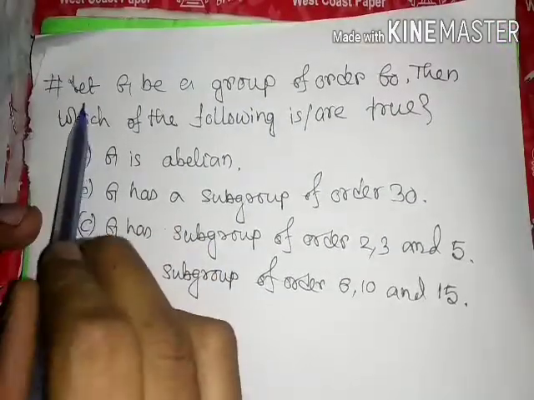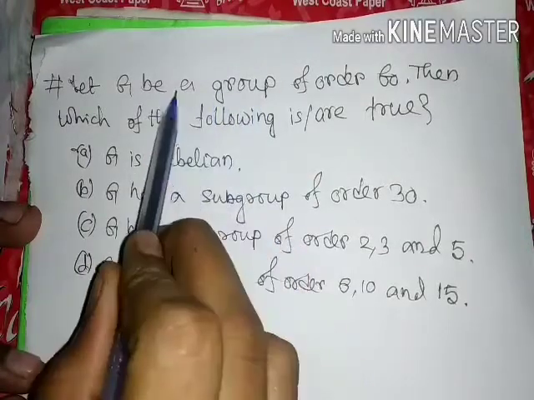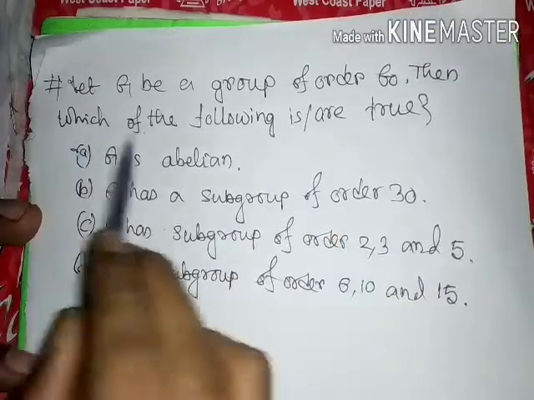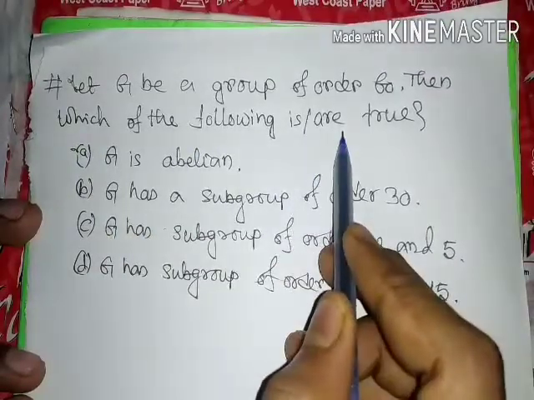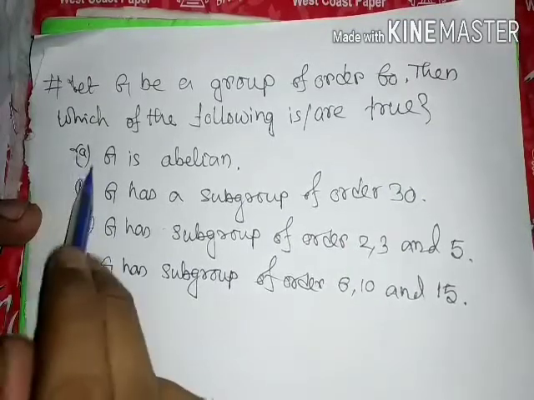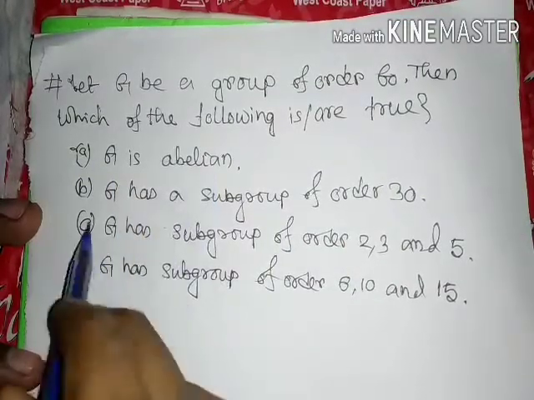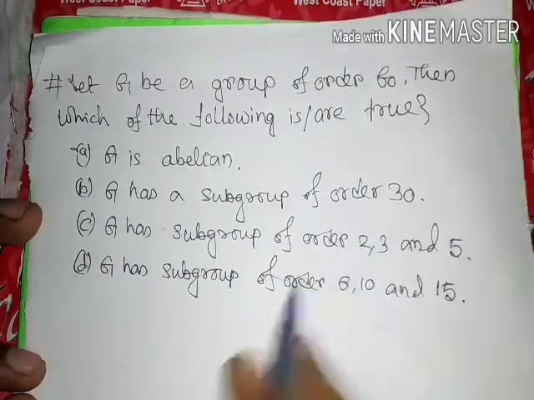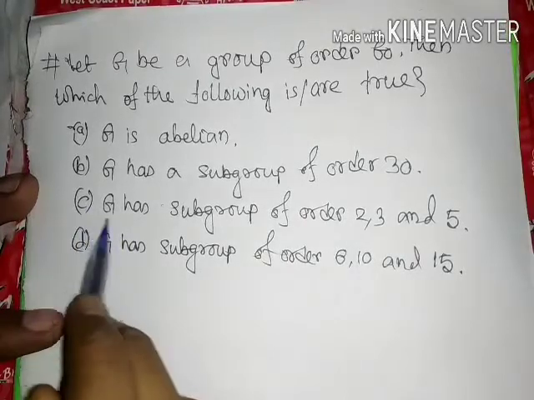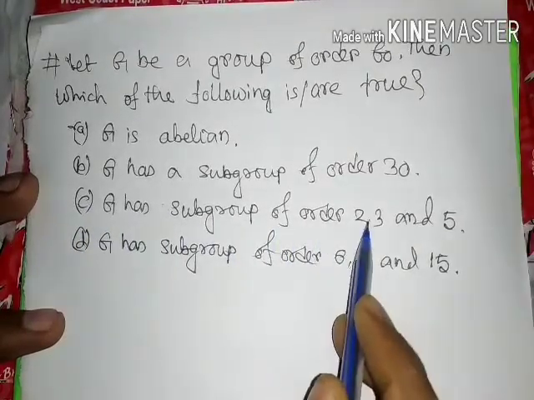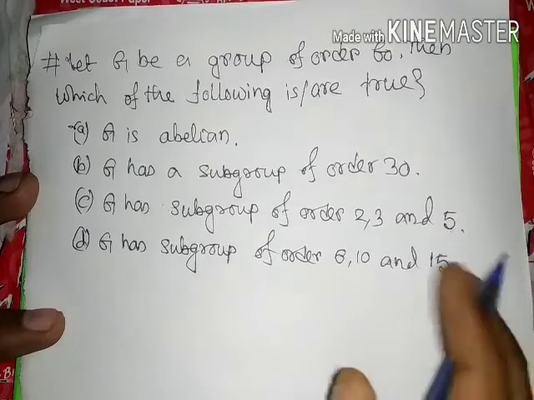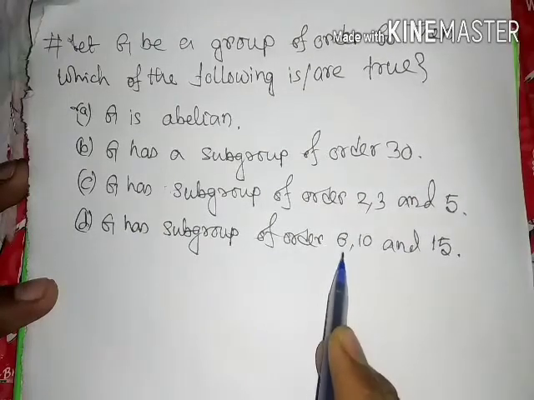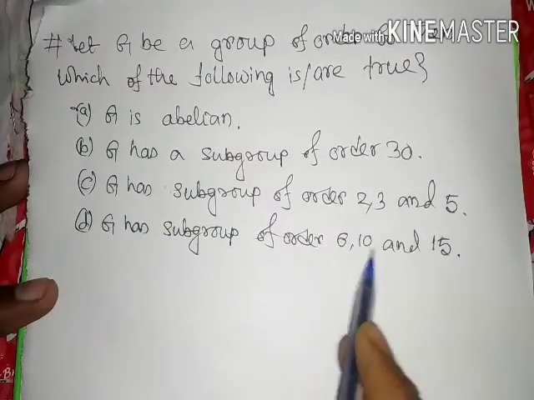The question says, let G be a group of order 60. Then, which of the following is or are true? First option says G is abelian. Second option says G has a subgroup of order 30. Third option says G has a subgroup of order 2, 3 and 5. Fourth option says G has a subgroup of order 6, 10, 15.